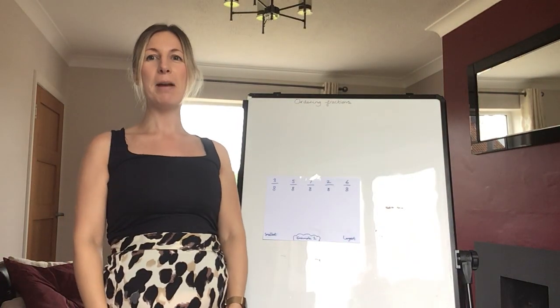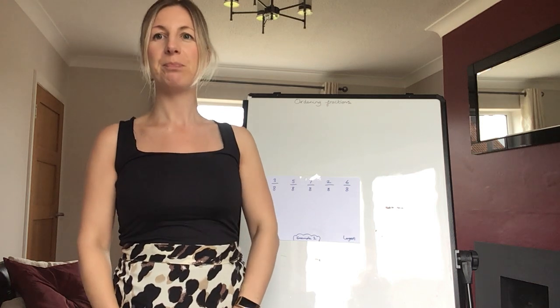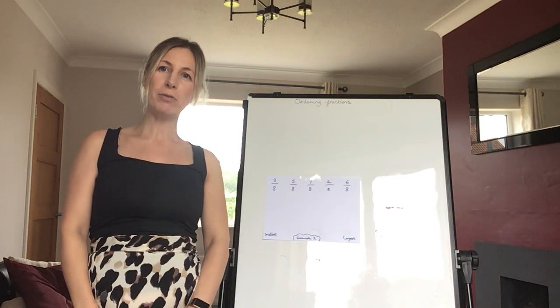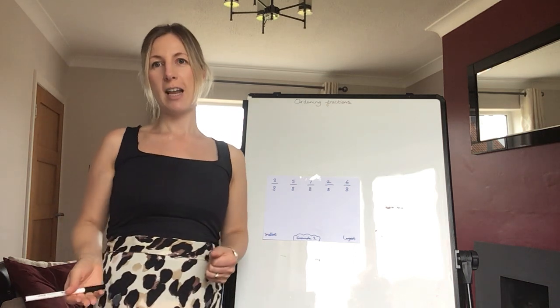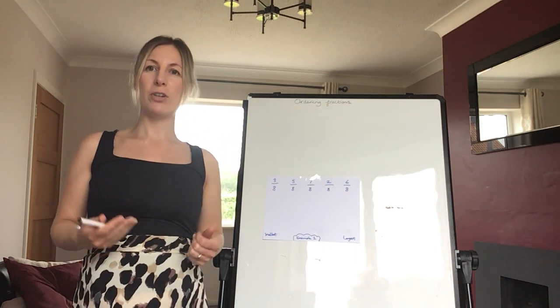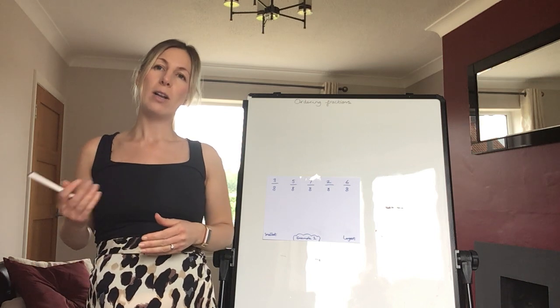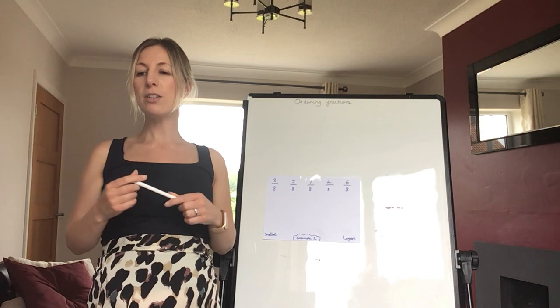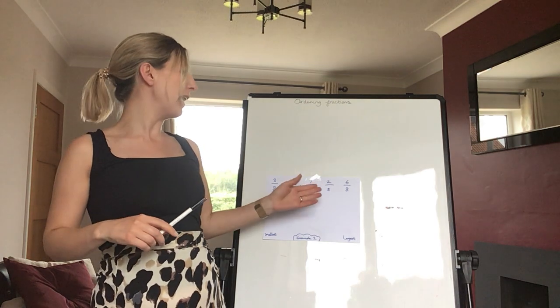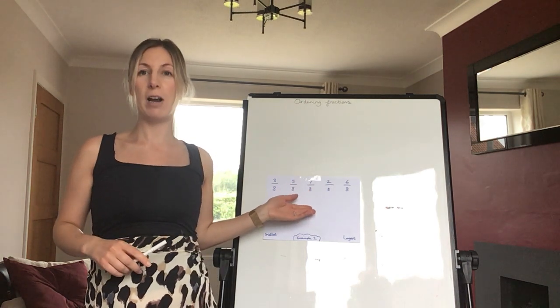Today we are thinking about ordering some fractions. When we order fractions, we are either asked to order smallest to largest, which is also known as ascending, or largest to smallest, which is also known as descending. Very simply, sometimes we'll just be asked to order fractions like this.